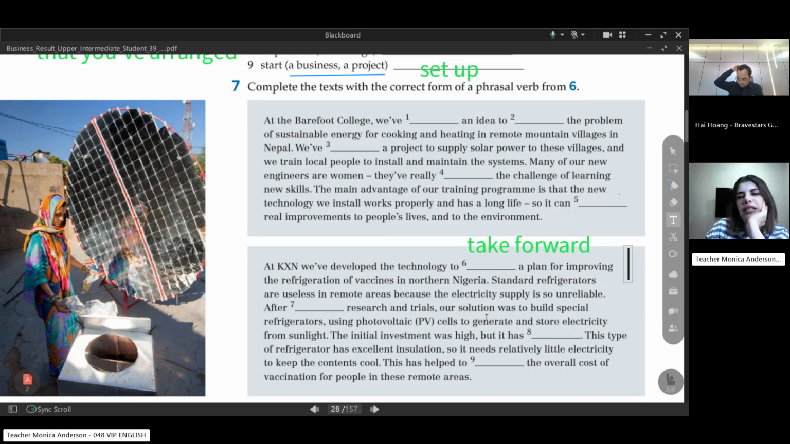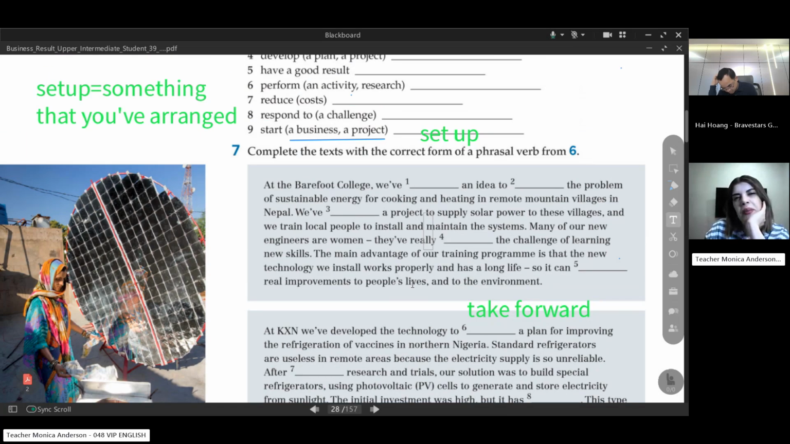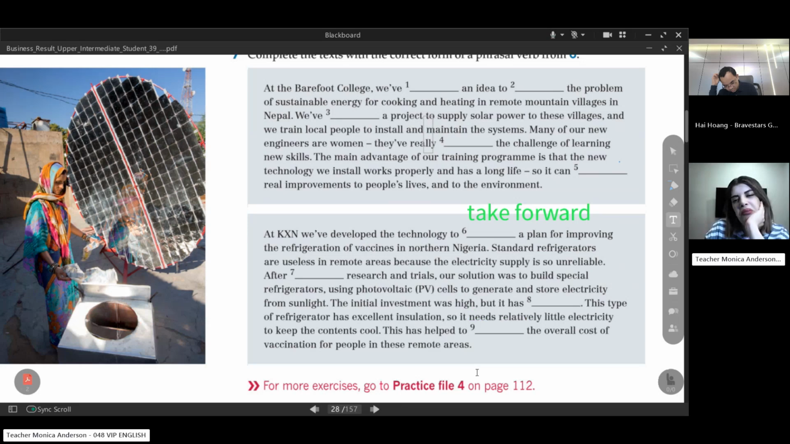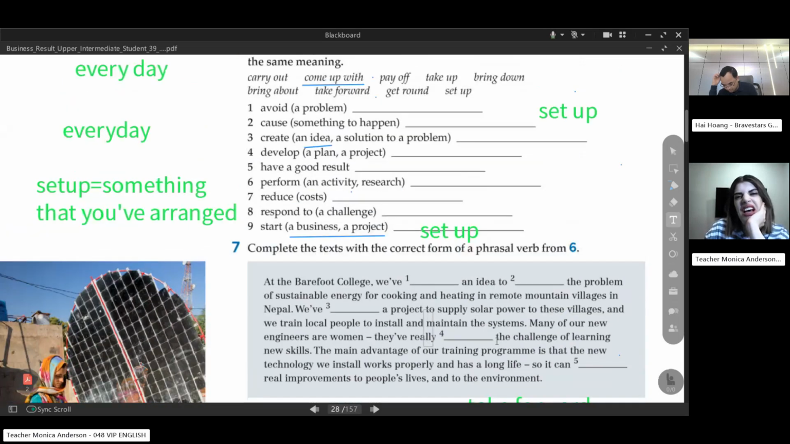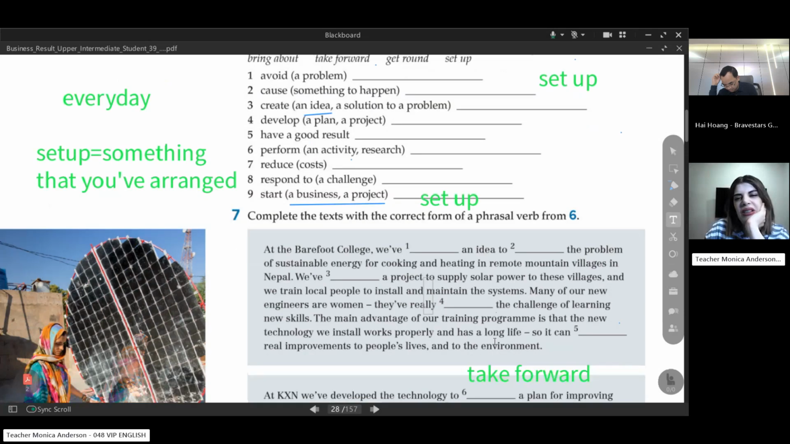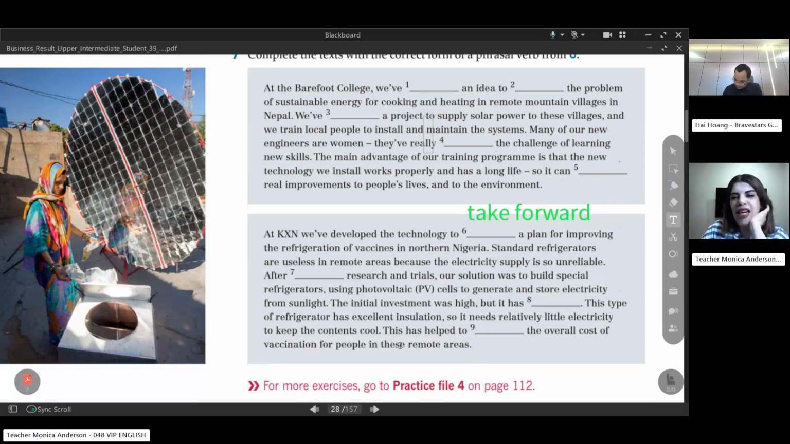Our solution was to build special refrigerators using photovoltaic, that is PV cells, to generate and store electricity from sunlight. The initial investment was high, but it has paid off, to bring down and reduce cost. What do you think about "paid off"? We can use it here. It's not bad, so we can use paid off.